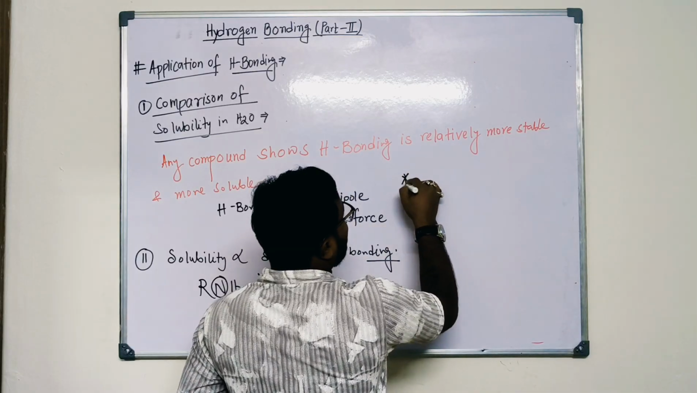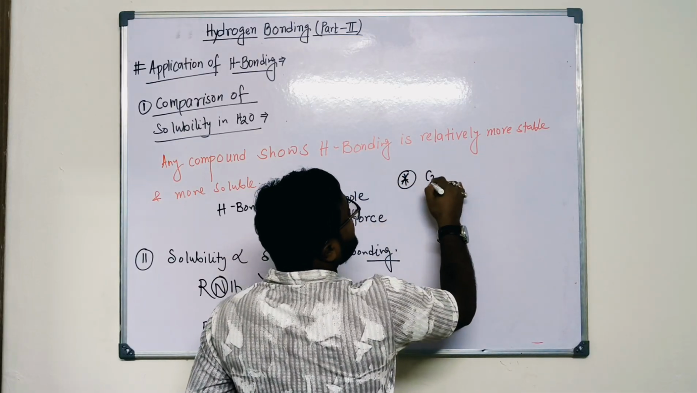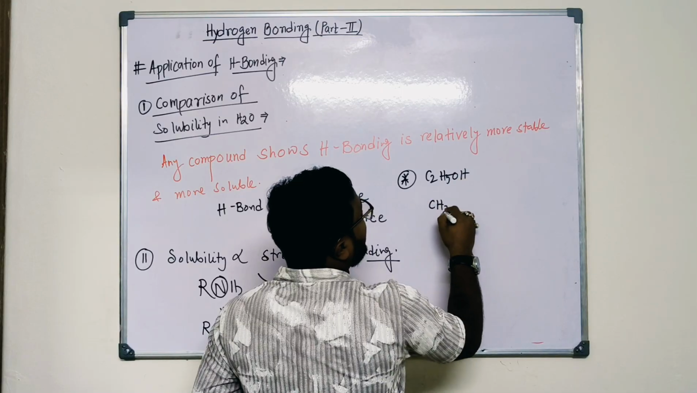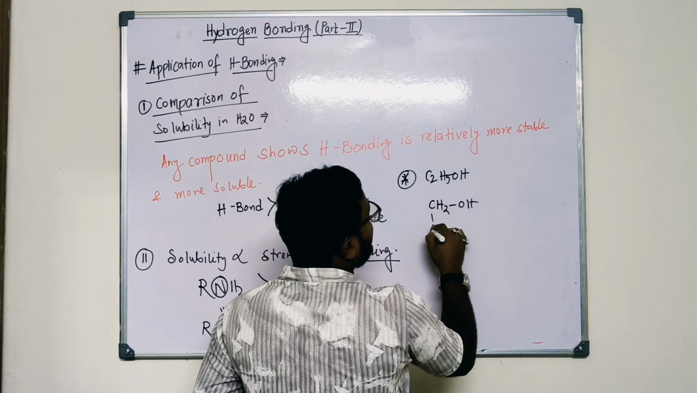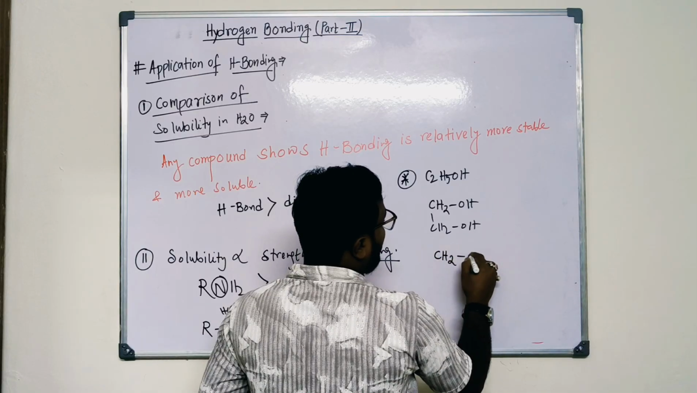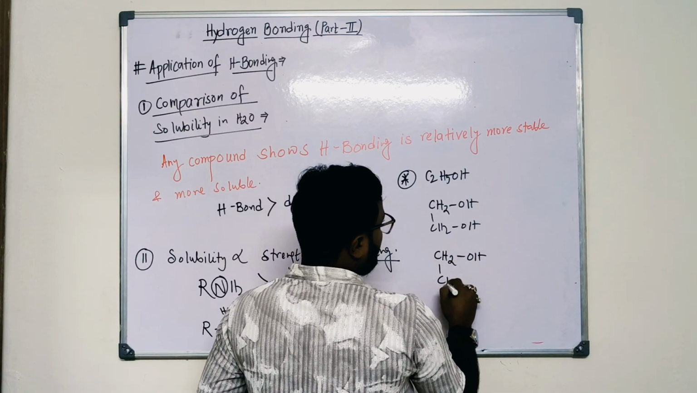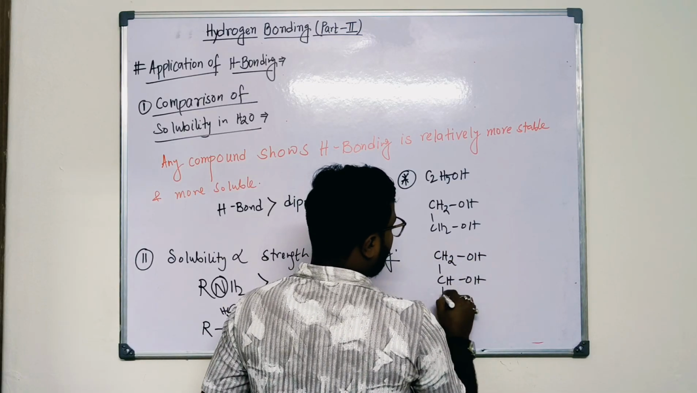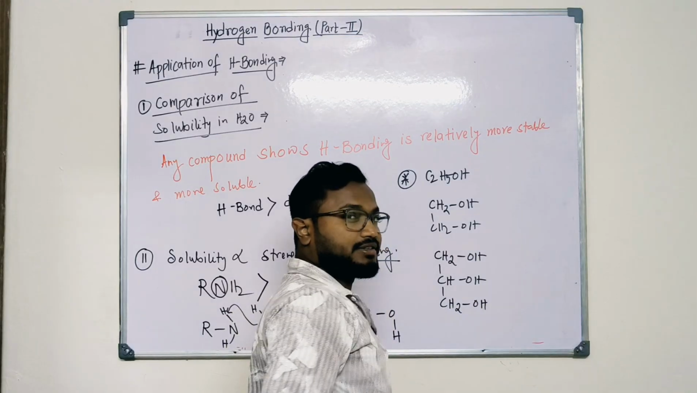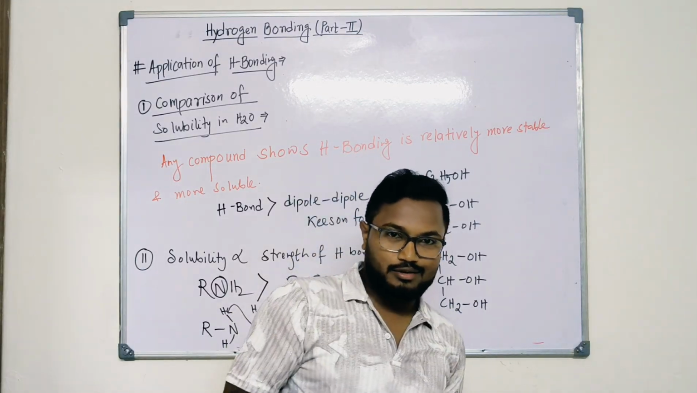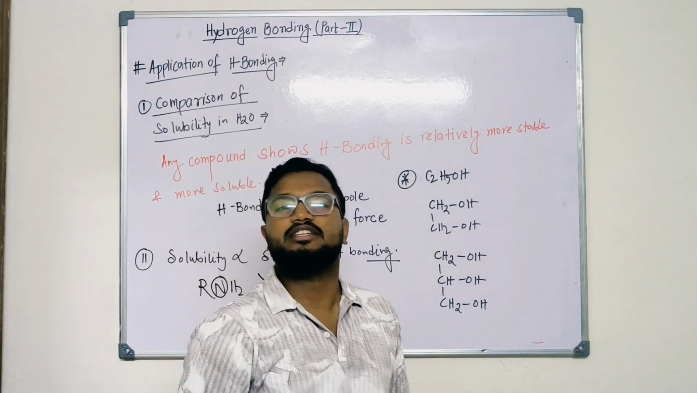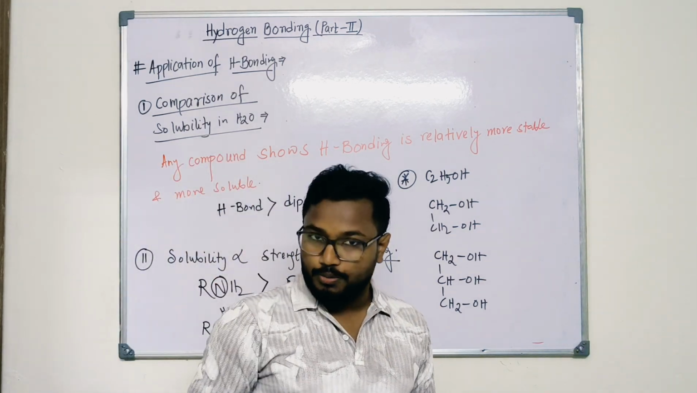Let's take one more example, a very famous example. C2H5OH, we know it is ethyl alcohol, then ethylene glycol, CH2OH CH2OH, and another one is glycerol. You know it is winter season, so at this time glycerin soap is in heavy use. Glycerol is the main constituent of glycerin soap.